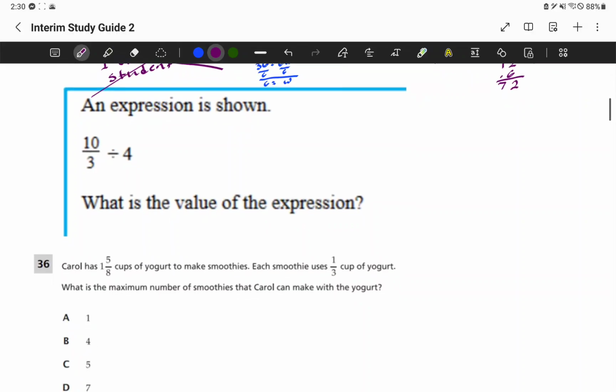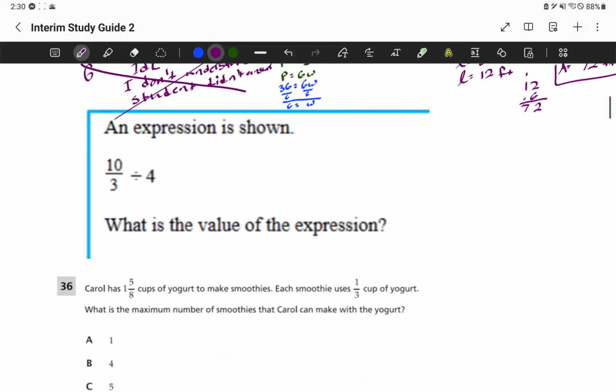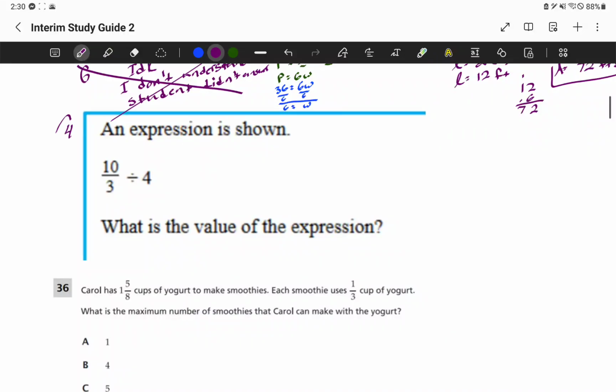Now, for question 4. What do we do? We've got a division question involving a fraction. We learned this with tape diagrams and everything. But the simplest way, the most easy way, is keep, change, flip.